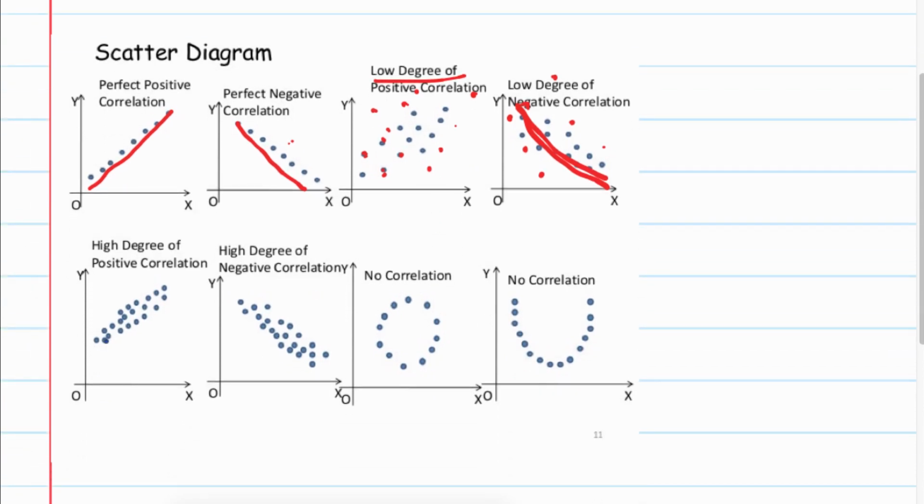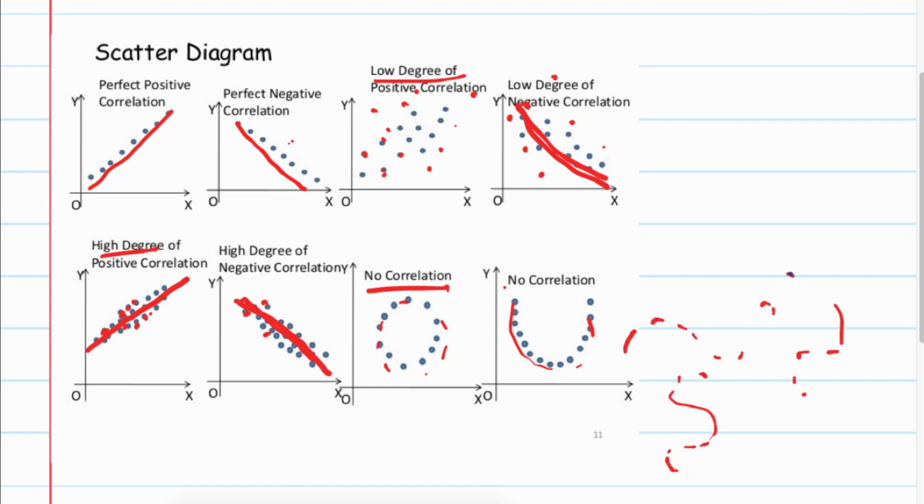But when the line passes through this type of densely populated or densely connected points like this, we say it is high degree, because they are very close to each other. When they are very close to themselves, though it's negative and going down, you see high degree of negative correlation. But when you have this like this, it means there's no correlation. You have something like this, no correlation.